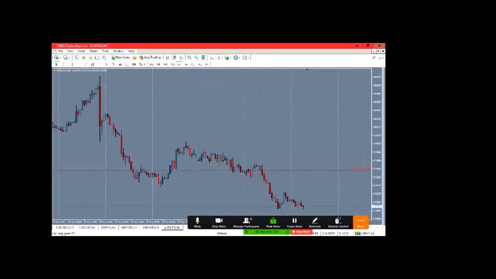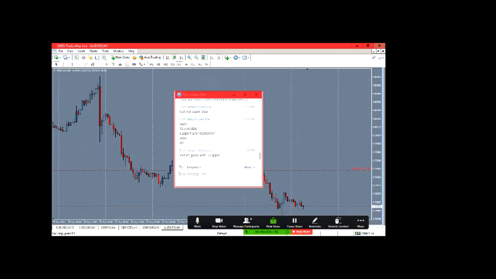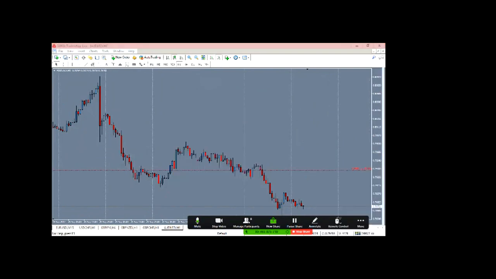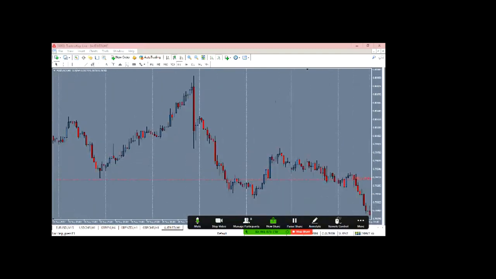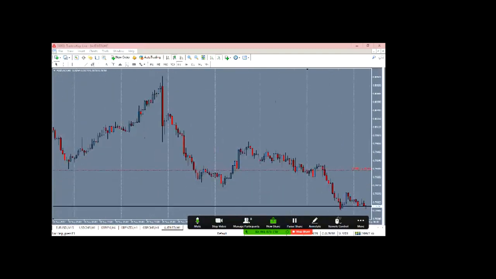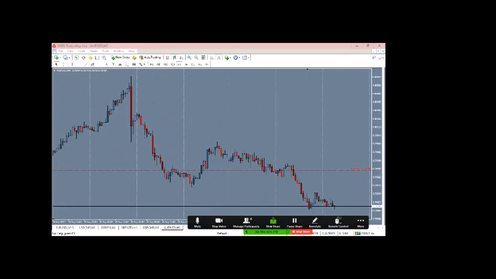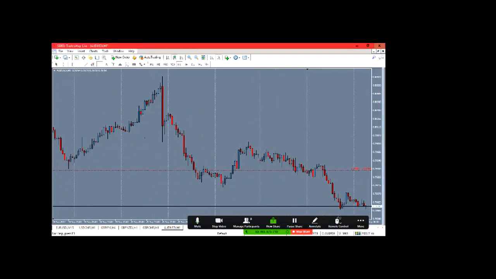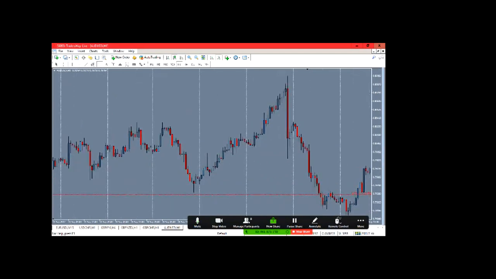All right, so remember we were talking about the ABC pattern. You good with that? Me too. All right, here we go. I'm going to draw some fibs for you.